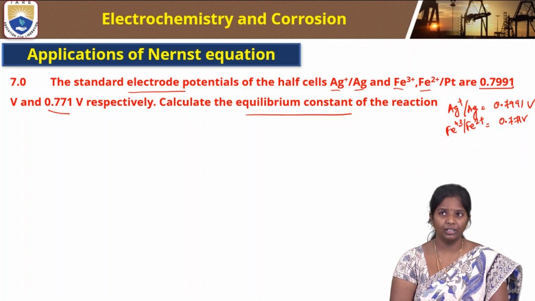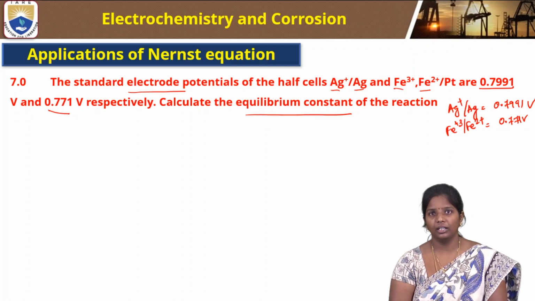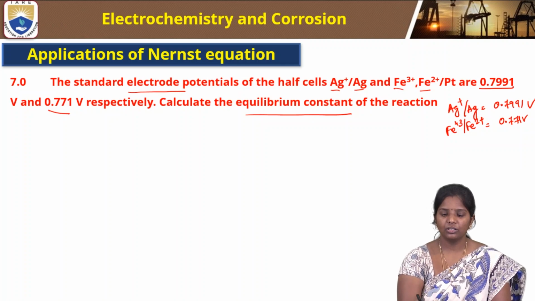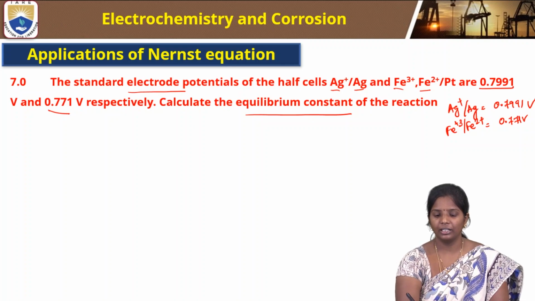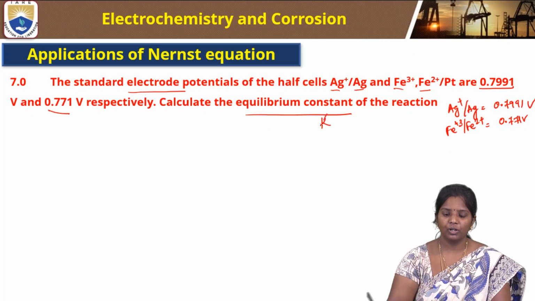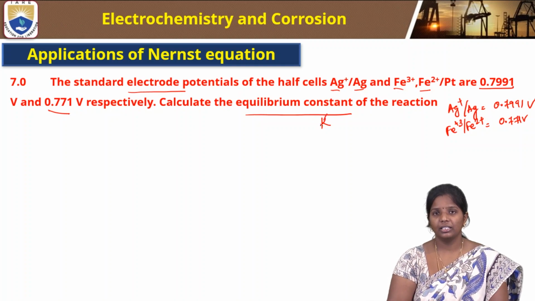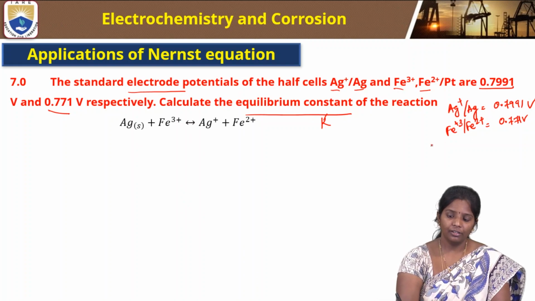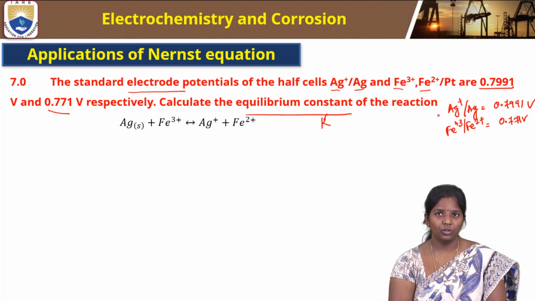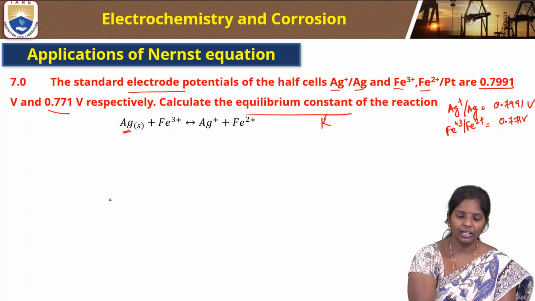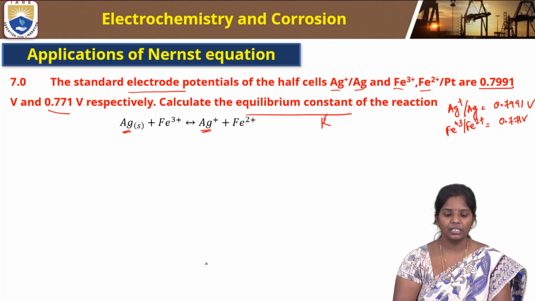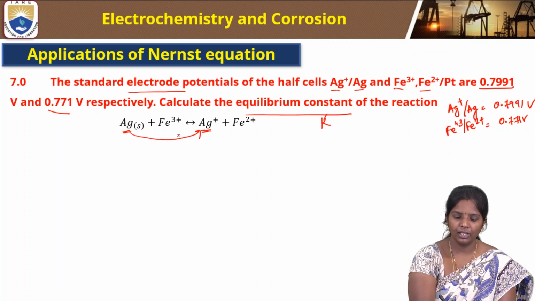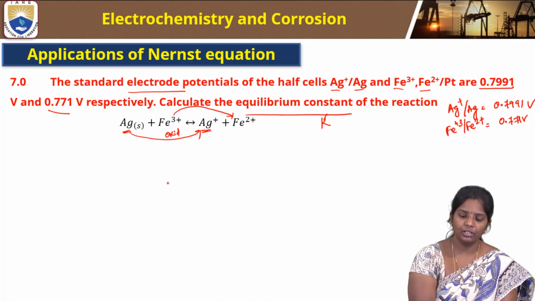So what they have given now are the standard electrode potentials. We have to calculate the equilibrium constant K, and for this we have a formula. First we have to know what is cathode and what is anode here. Silver is converting to Ag plus ions, so oxidation is taking place. Fe plus 3 is converting to Fe plus 2, so reduction is taking place.